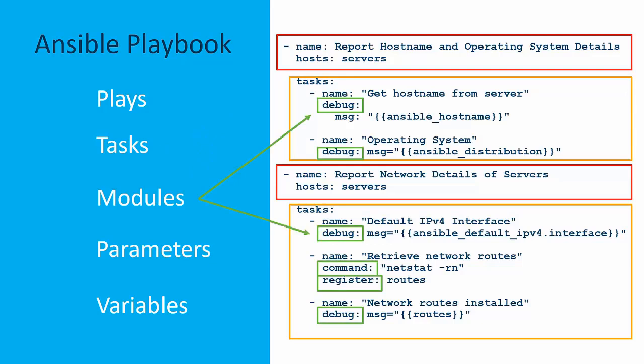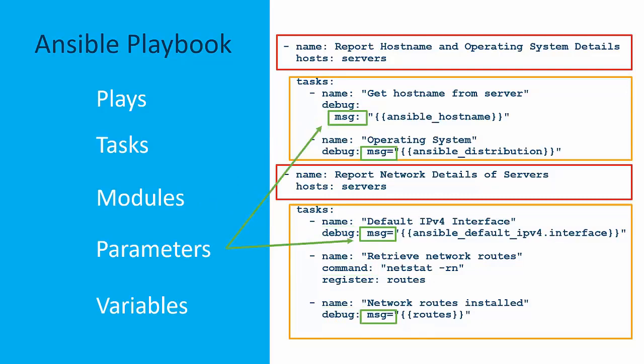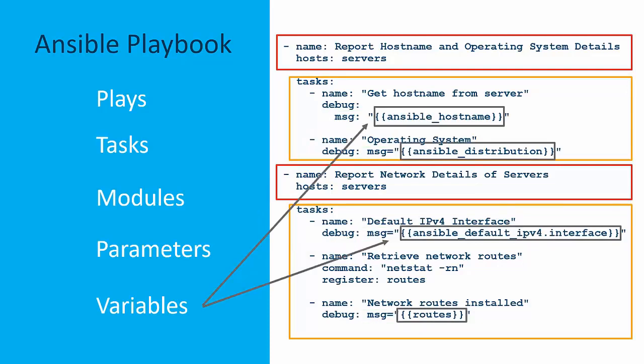To see the results of these tasks, we're going to use the debug modules, and modules can also use parameters. In this case, we're going to be using the message parameters. Lastly, we have the variables. The variables are surrounded by double curly braces.